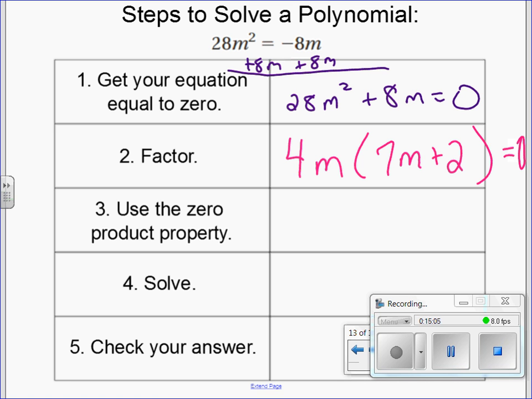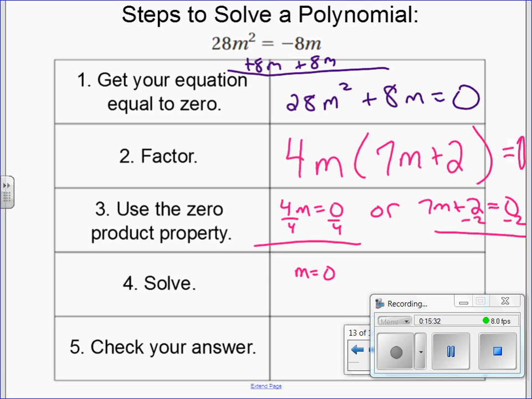Now, here is how we finish it from here. We're just going to solve. We're using the zero product property to solve. If 4m times 7m plus 2 equals 0, we can conclude that either 4m equals 0 or 7m plus 2 equals 0. And that makes our final solutions m equals 0, because if you divide both sides by 4, you get 0. Or, if you solve this side, you subtract 2 first, and you divide by 7 next, and you get m equals negative 2/7.